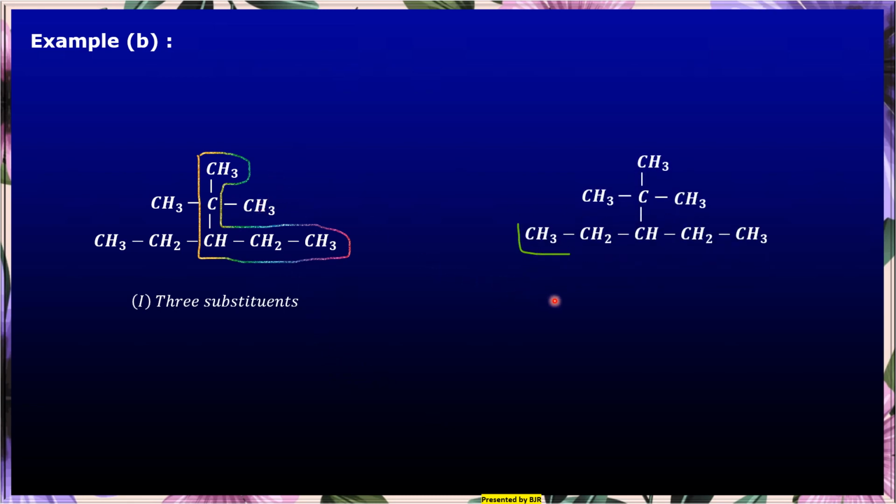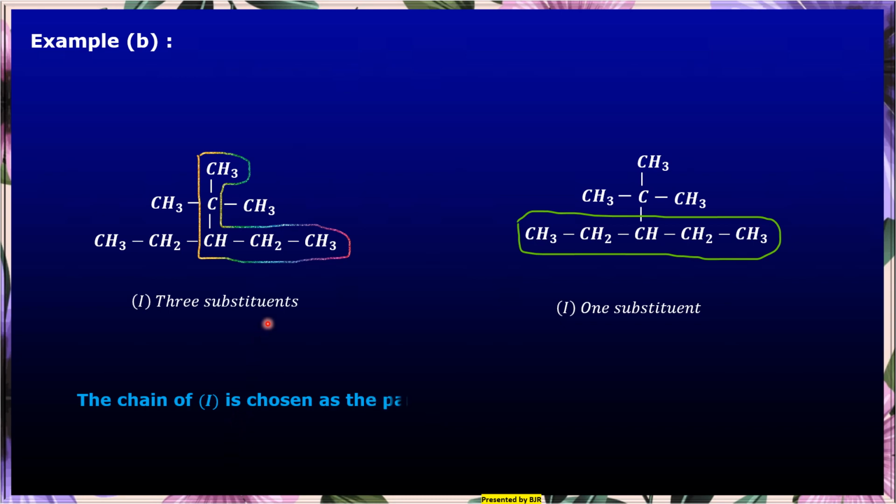And if I select this straight one as the parent chain, then only one substituent is there. So which one do we have to choose here as the parent chain? We have to go for this one, isn't it? So here two carbon chains of equal lengths are possible. At that time, we have to select the parent chain that contains the maximum number of substituents. So the chain of 1 is chosen as the parent chain because it has 3 substituents. Okay, so this one is the correct selection and this one is the wrong selection.